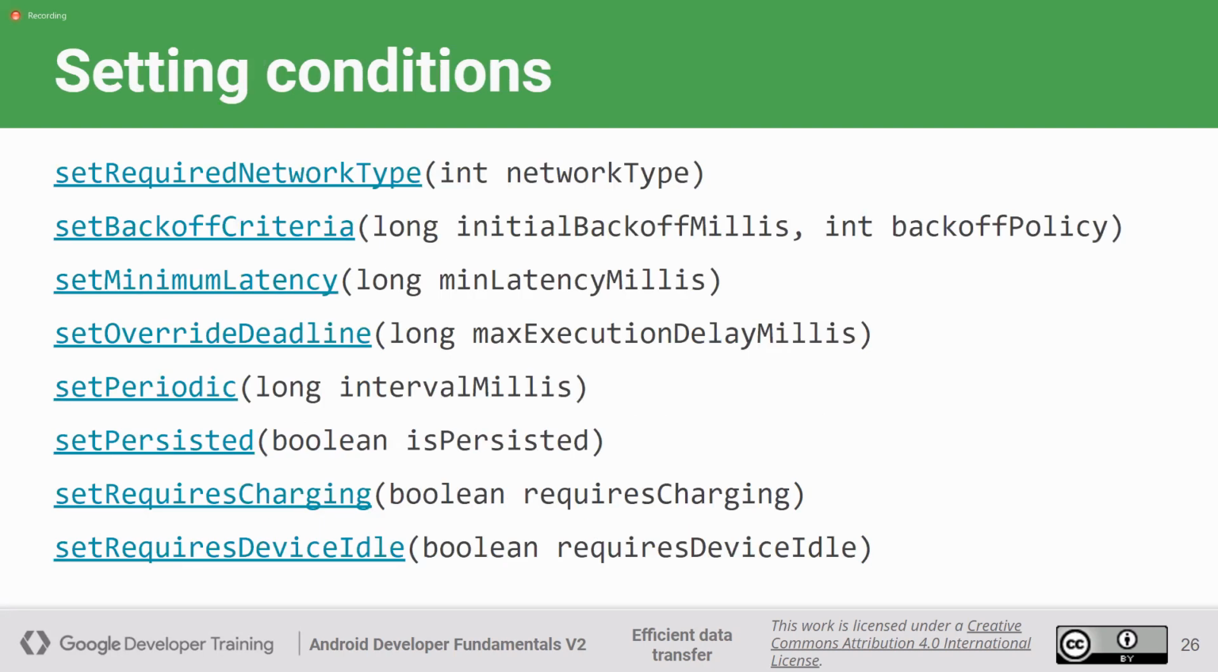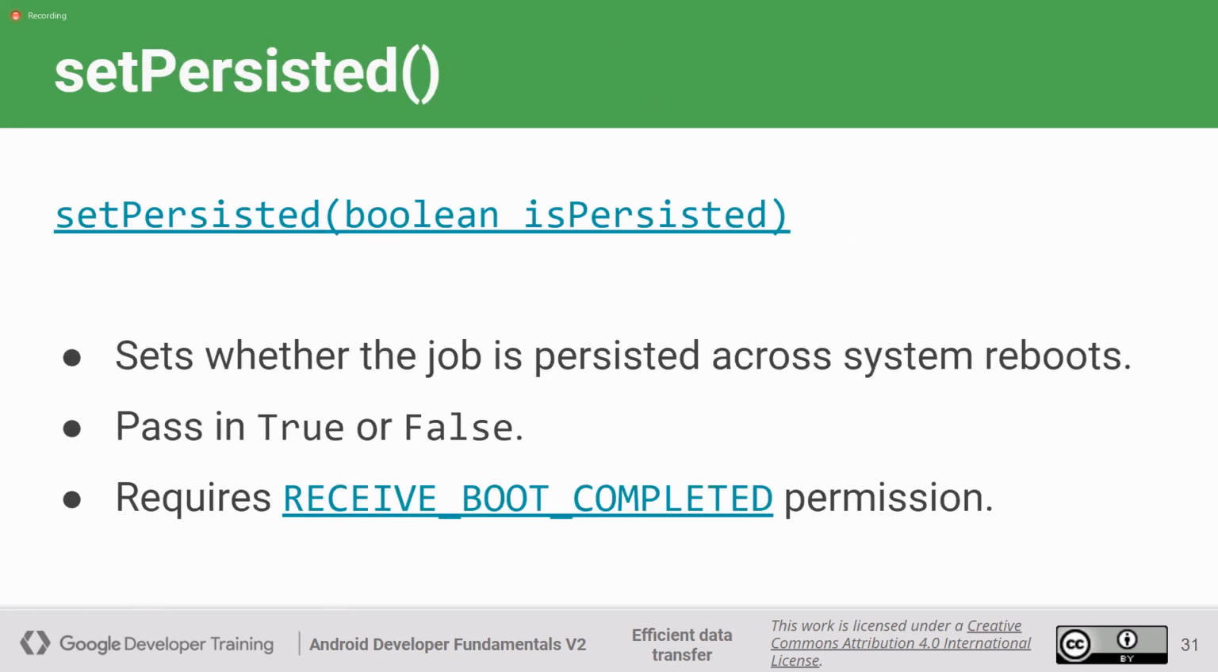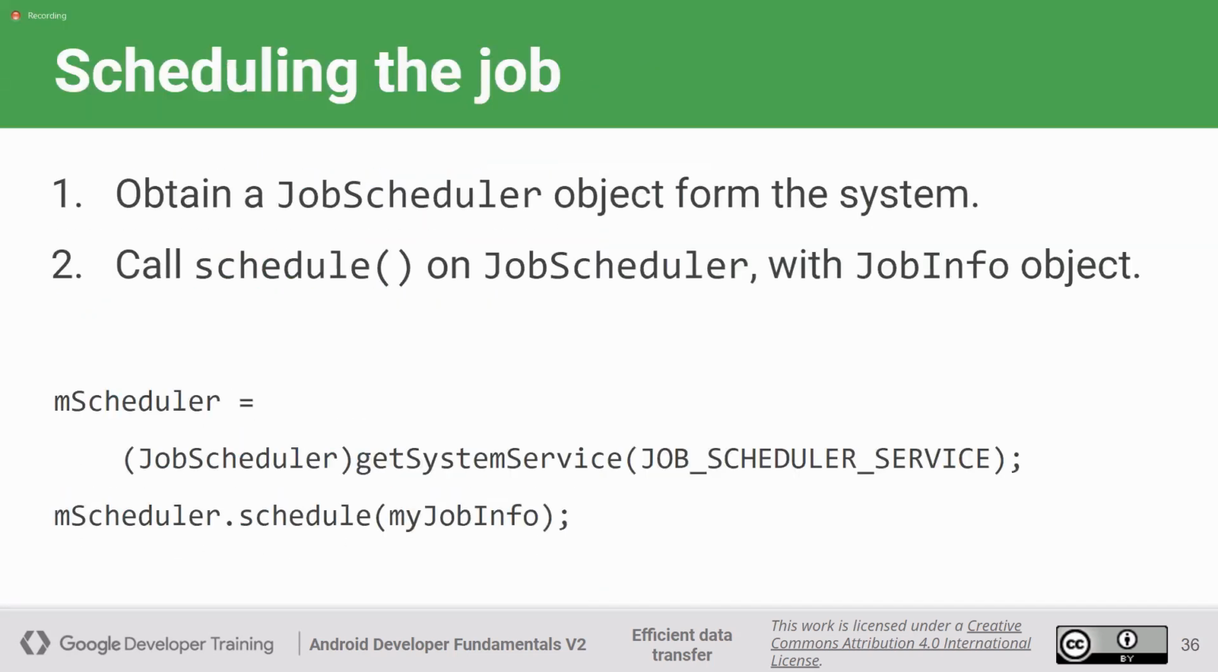Now, these are the conditions that we can set on top of a job info builder object. Set required network type, set backoff criteria, set minimum latency, set override deadline, set periodic, set persisted, set requires charging, set requires device idle. We have multiple methods as such, and these are all explained in the next set of slides. Finally, after setting the conditions, you will schedule the task by simply calling the schedule method and passing in the job info builder object.